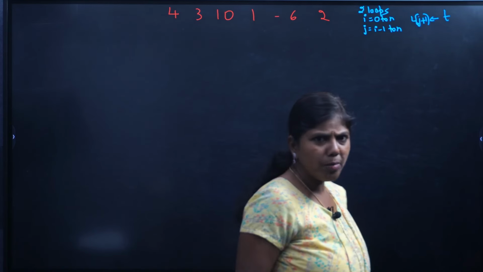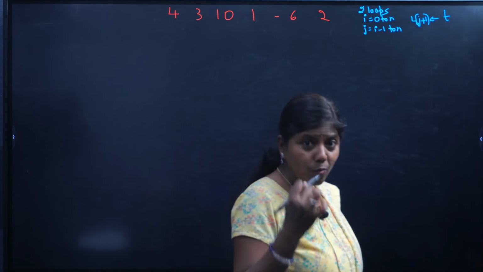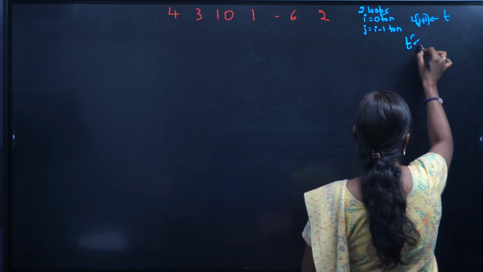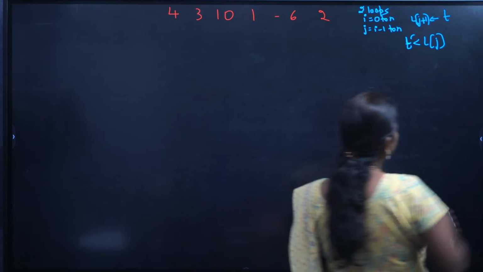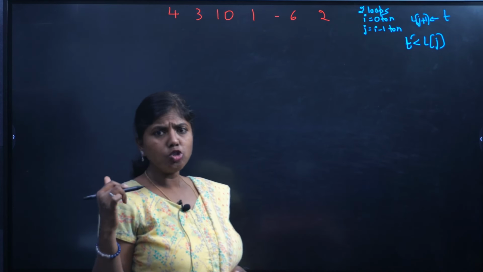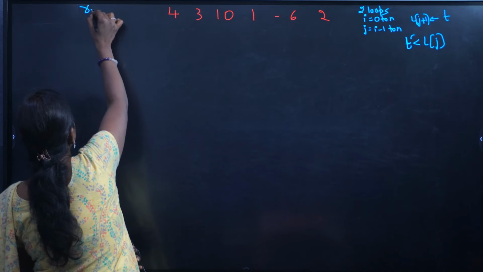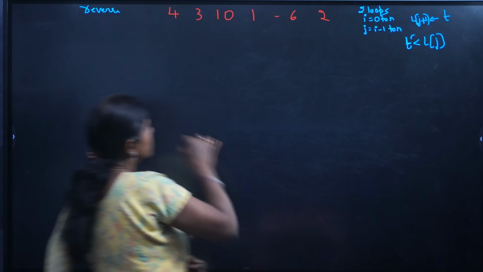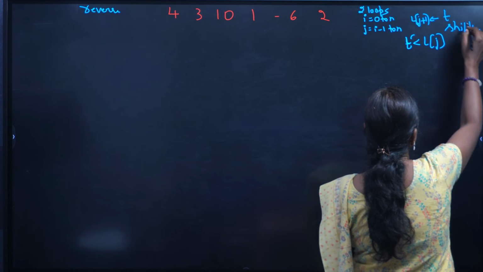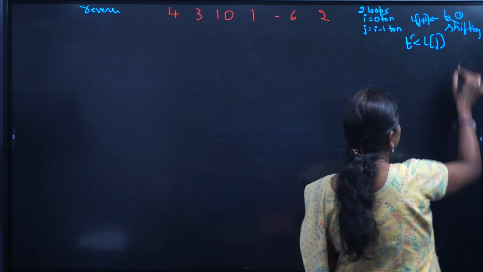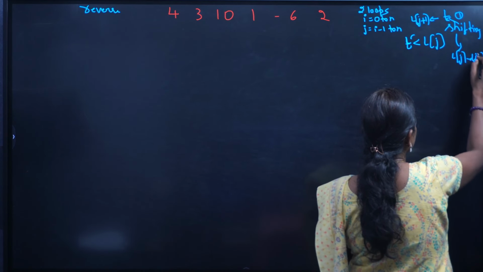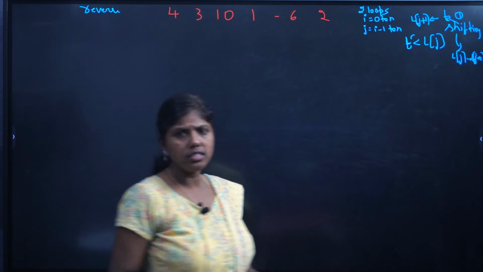And what about comparison? What are you comparing? I am comparing that t should be less than L of j. This is the comparison, and I am telling you it is a reverse comparison. This is reverse and this is shifting. This is shifting 1. Another shifting is L of j to L of j plus 1.